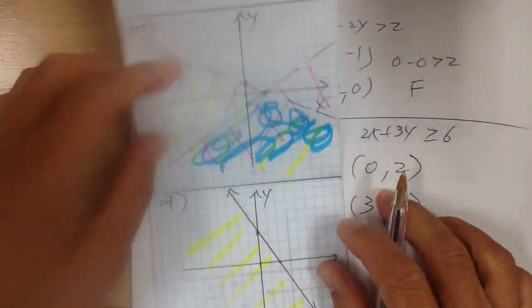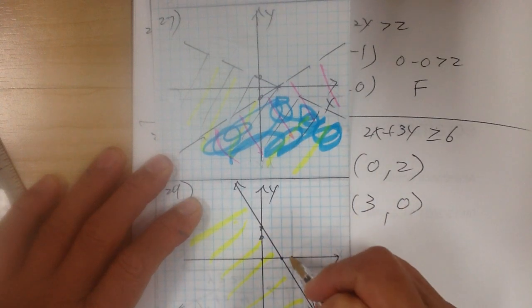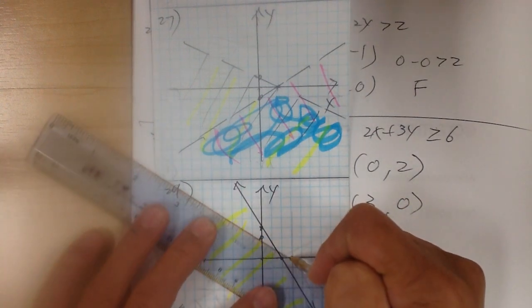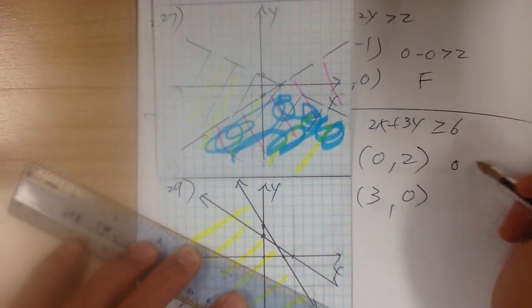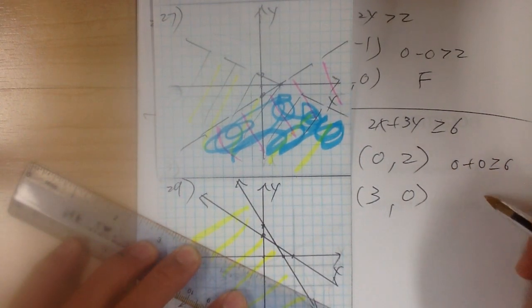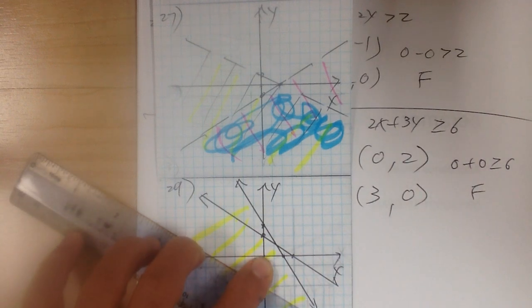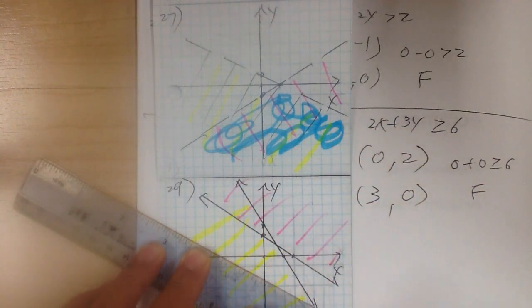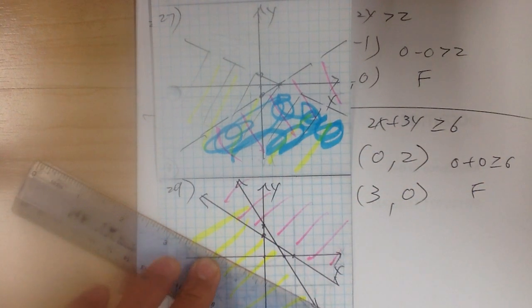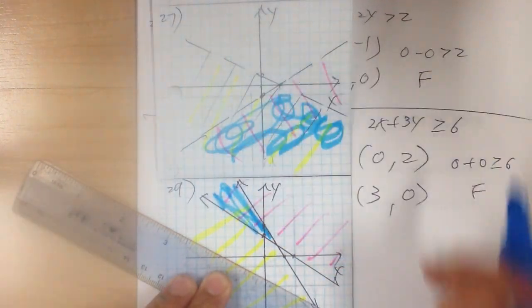Now on this one, you get 0, 2 and 3, 0, and it's going to be a solid line. Again, use your testing point. You get 0 plus 0 is greater than or equal to 6. So this is false. That means you have to shade this part over here. So your final answer would be this little region right over here.